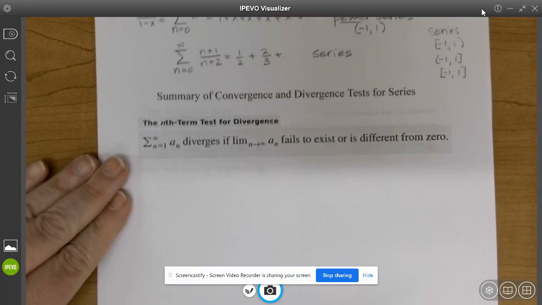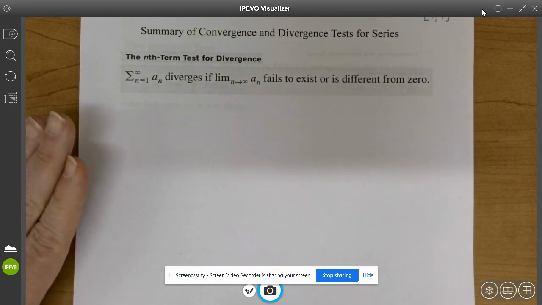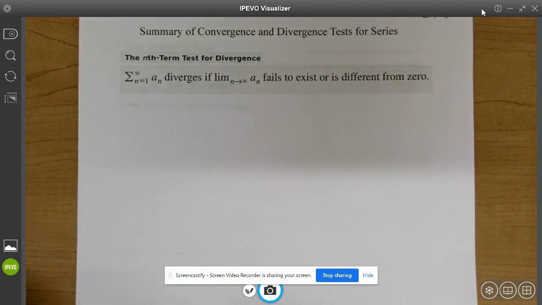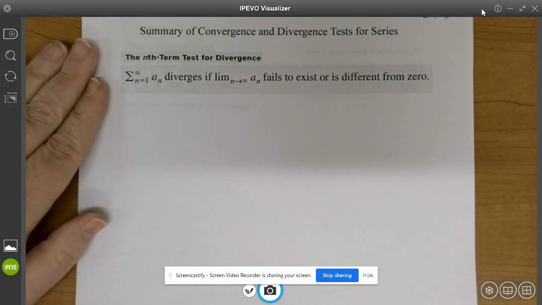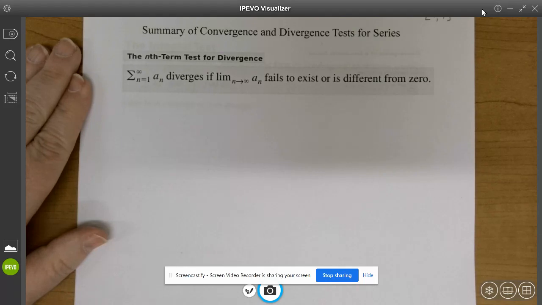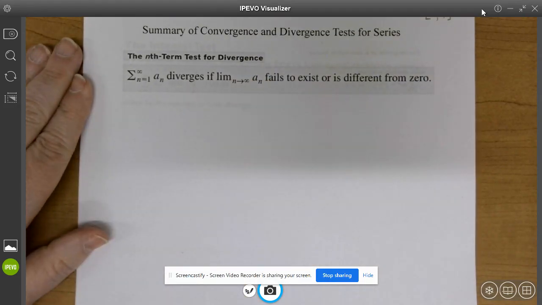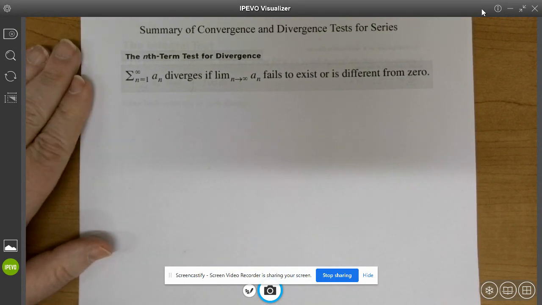Okay, so moving right along. The very first test, and there are 10 of them, is the nth term test for divergence, which is exactly what it states. It makes a comment on divergence, but not on convergence of a series. This is the test I try first, because guess what? If this test says your series diverges, then you're done, and you don't have to consider any other tests for divergence or convergence.